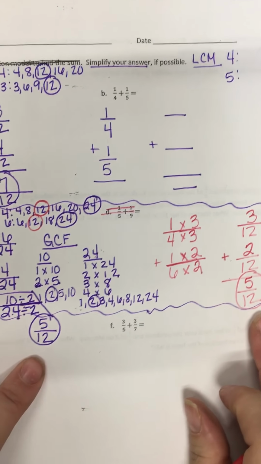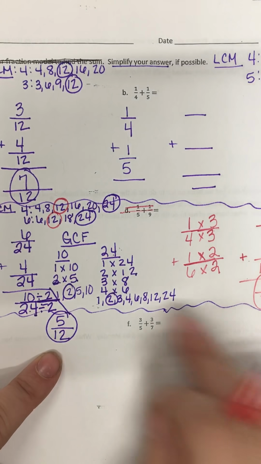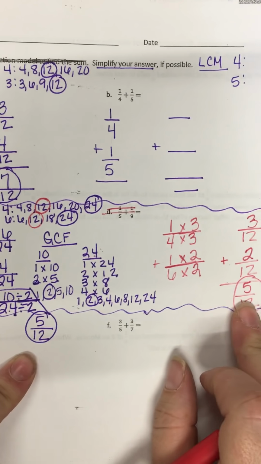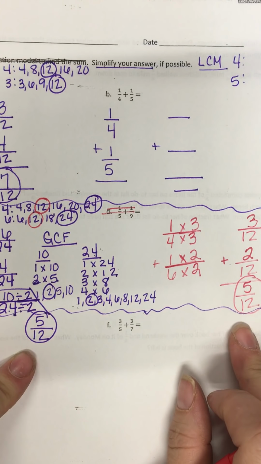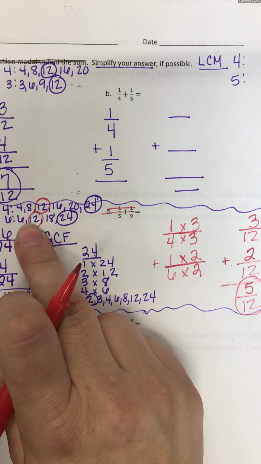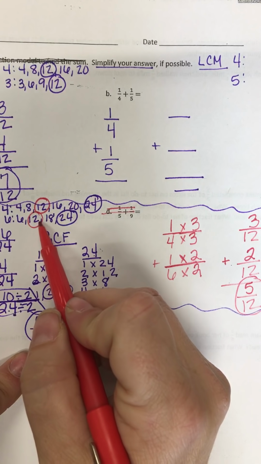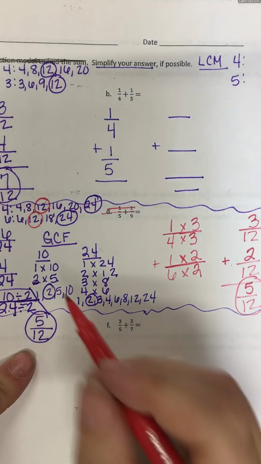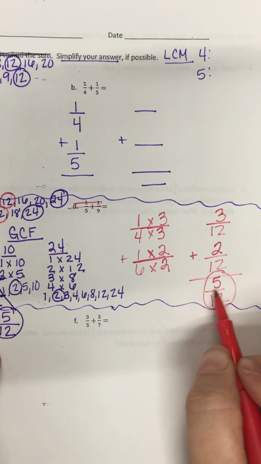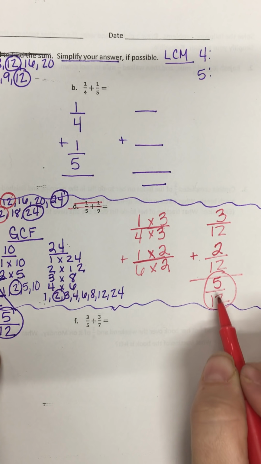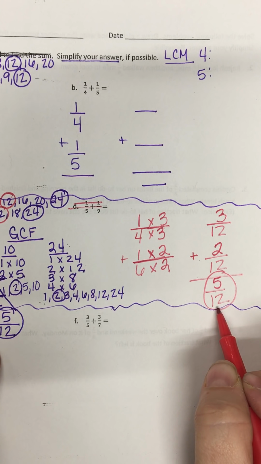5/12. This discussion came up on Friday where several of us had chosen different factors or different multiples to use. It is best to always try to use the least common multiple, because as you can see, when we found the least common multiple, we got the correct answer right away of 5/12. 5 and 12 have no common factors. Therefore, they are in their simplest form already, and you don't have to simplify.